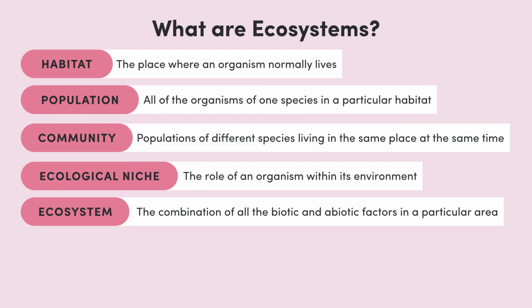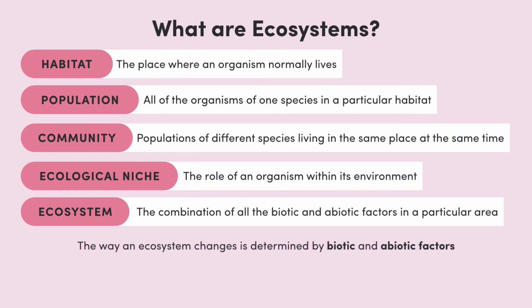Overall, ecosystems are dynamic, which means they're always changing. And the way an ecosystem changes is determined by biotic and abiotic factors. Population sizes change, interactions between organisms change, and aspects of the physical environment change.